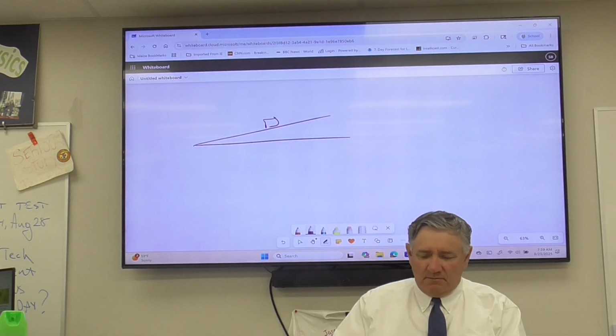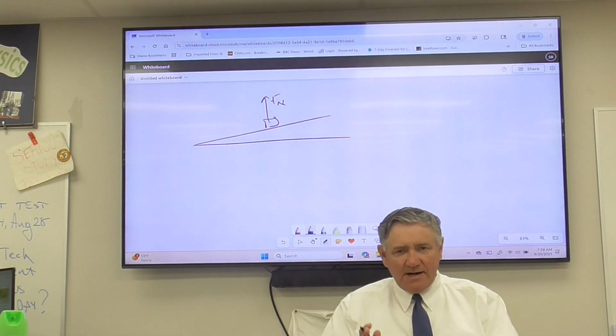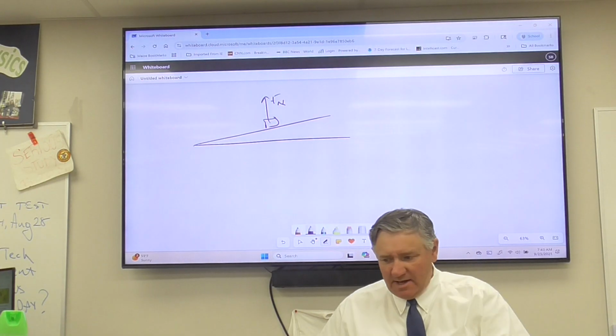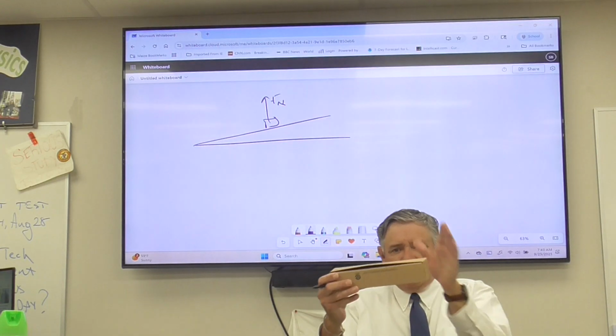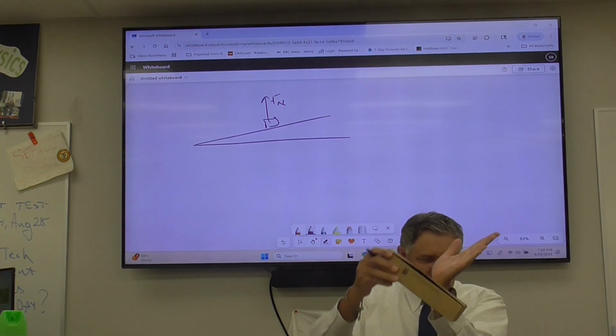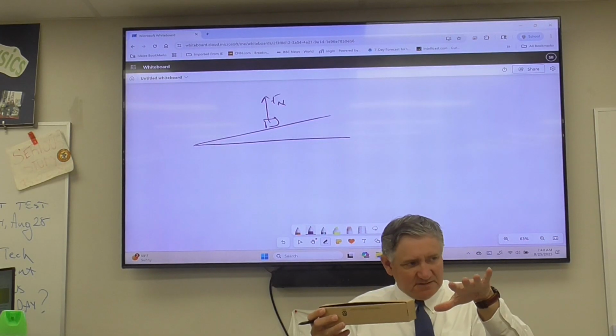Force normal, gravity, force parallel. Your force normal, remember, does not act straight up. Your force normal acts at a right angle to that surface. So if this is your inclined plane, the normal force is going to be like this. The only time the normal force acts straight up is if you're on a flat surface.